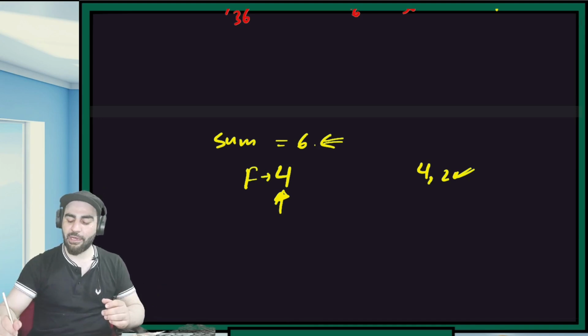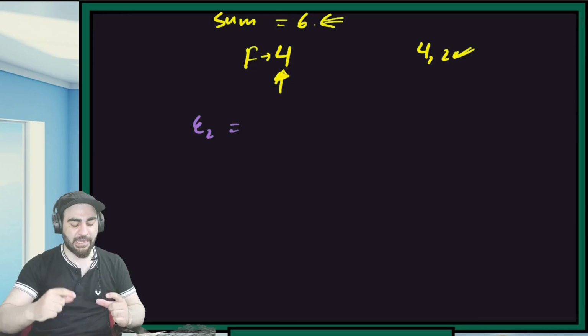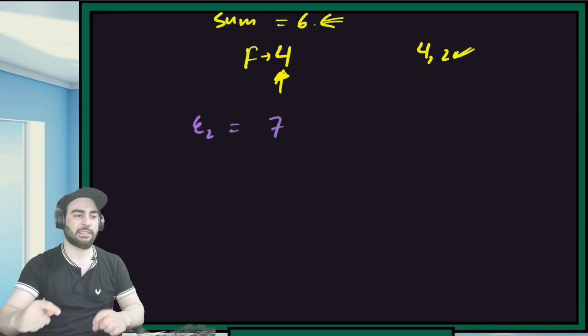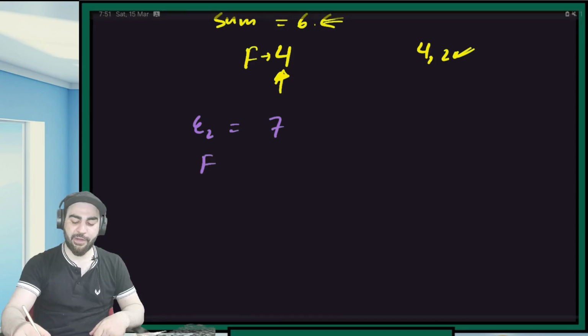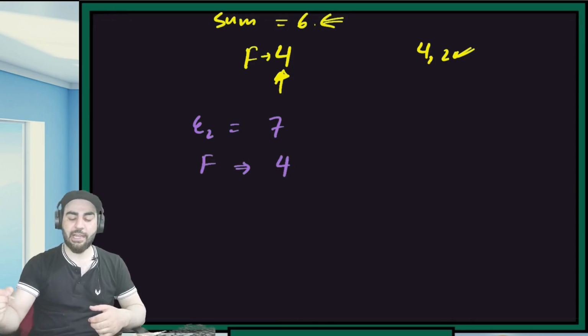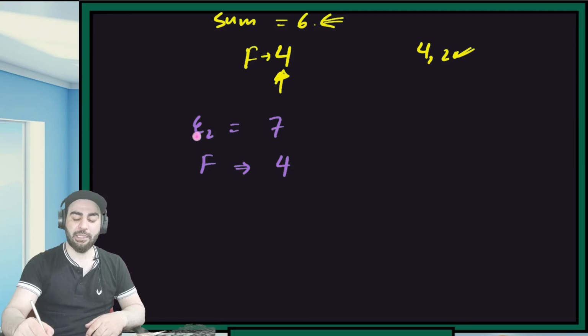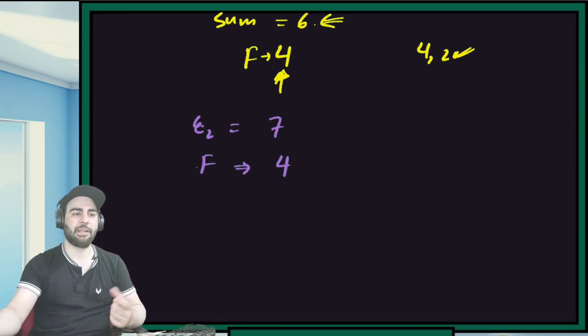Let's now rephrase this question. Let's say E2 is another event, where the sum of the faces of these dice rolls is 7 now. And let's suppose F is the same event, that the first die has a 4. When we rolled the first die, the face came out to be 4. So tell me, are these two events dependent or independent?